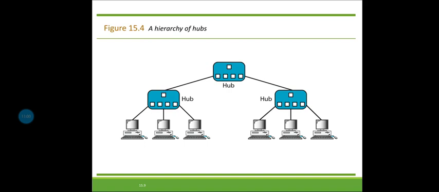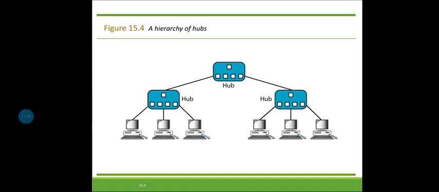The next is the hierarchy of hubs, or what we know as active hubs. What are these active hubs? Active hubs are also called repeaters, which we have just seen. An active hub is actually a multi-port repeater. So the presence of many repeaters constitutes a hub, that is, an active hub.